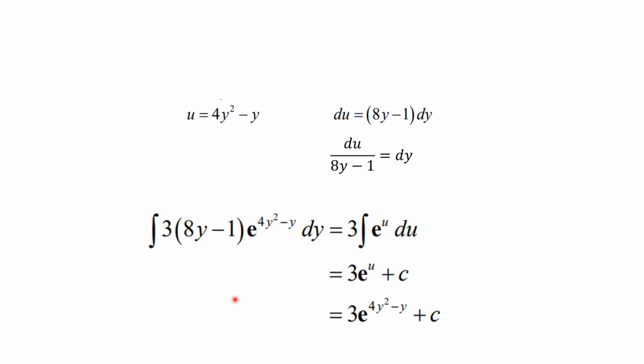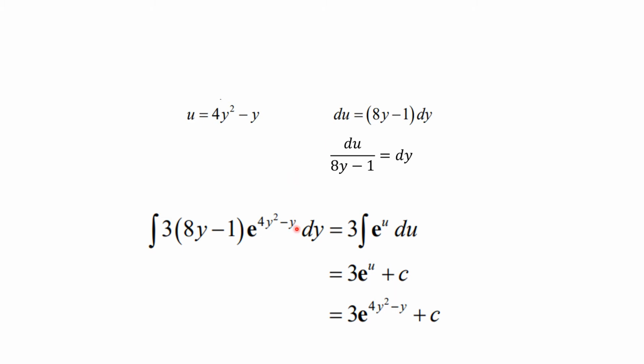The next problem, and this was the problem that we were trying to do right here, we're going to let u be 4y squared minus y. Then computing du, I get du is equal to (8y minus 1) dy, and I can solve for dy, and I get 8y minus 1 in the denominator and du in the numerator.